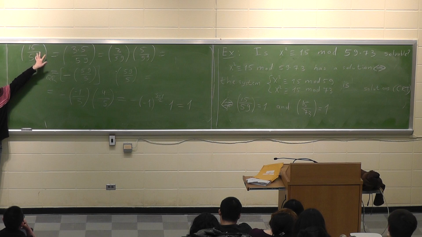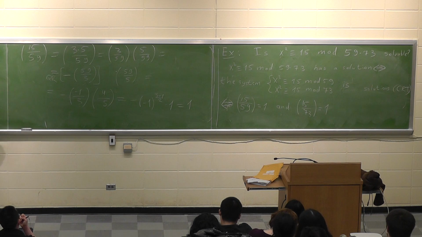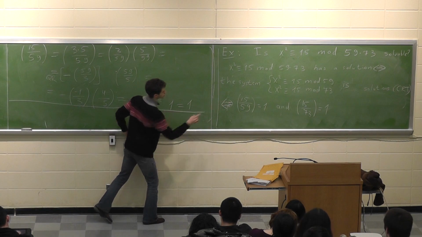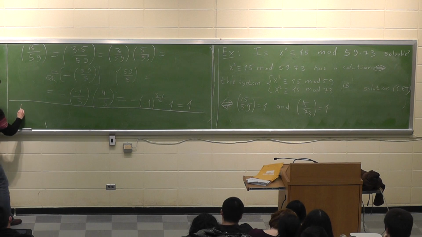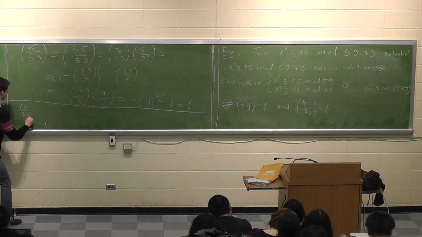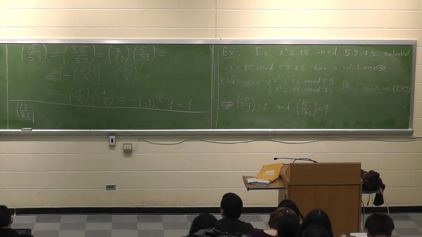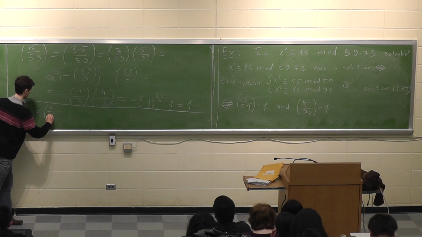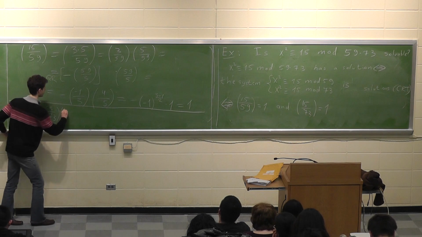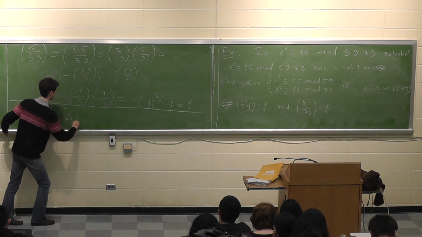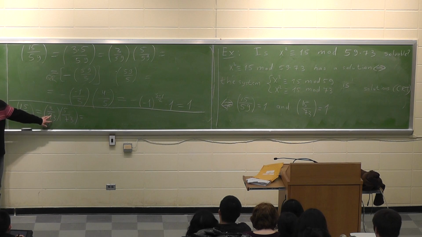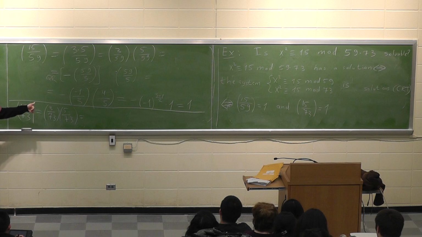So this equation, 15 equal to x squared modulo 59, is solvable. But that's not the end of it. We also want to compute what is 15 over 73. Well, we know what to do. Factor 15 as 3 times 5. Use quadratic reciprocity. 73 is now 1 modulo 4, so in both things there will be no sign.